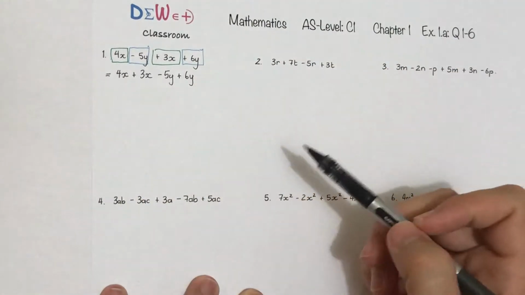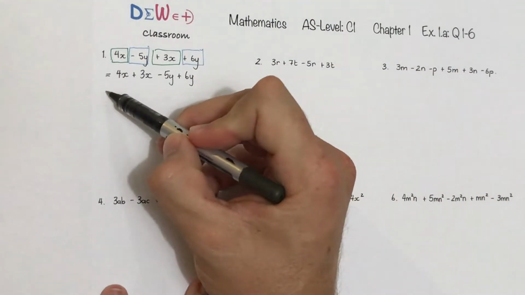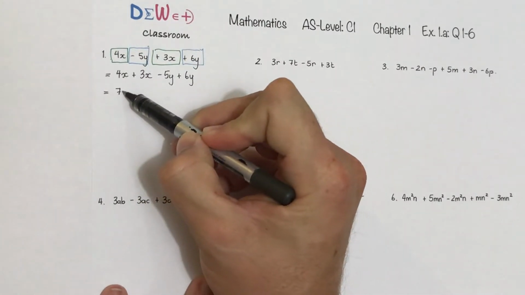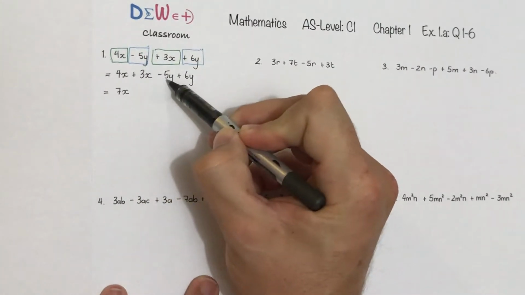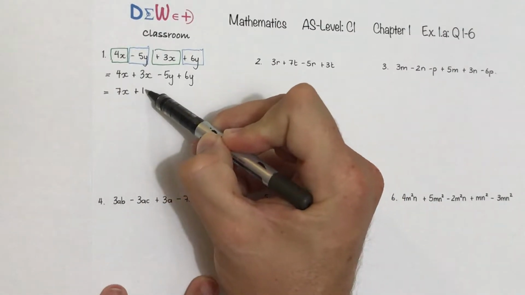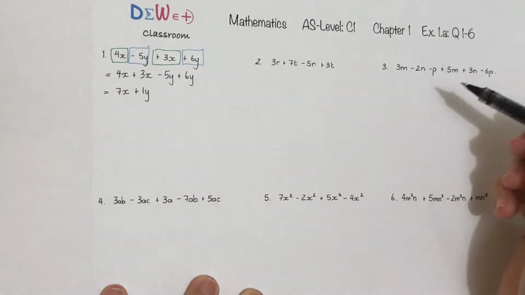And now it is as simple as adding the coefficients. So you will have 4 plus 3, that will give you 7x. And you have minus 5 plus 6, which gives you plus 1y. And that is question number 1.